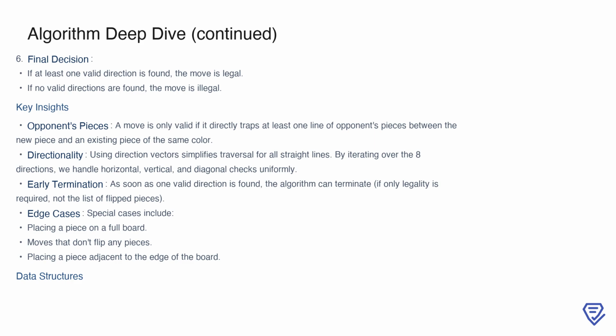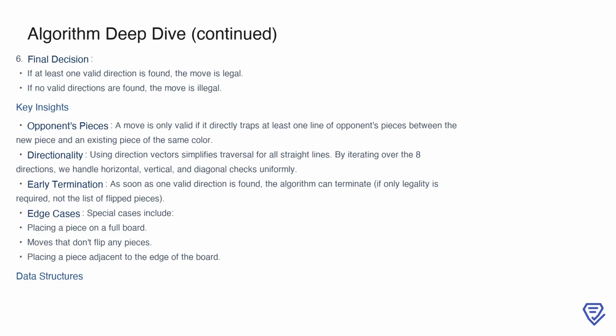We keep track of all valid directions where flipping occurs. At this point, we can make the final decision about the move's legality. If at least one valid direction is found, the move is legal because it results in flipping at least one line of opponent's pieces. Otherwise, it is illegal.